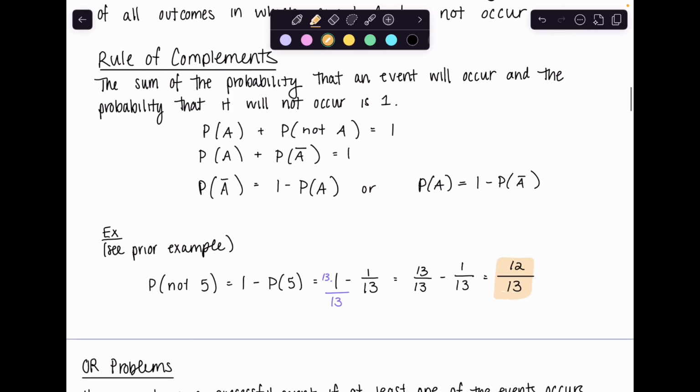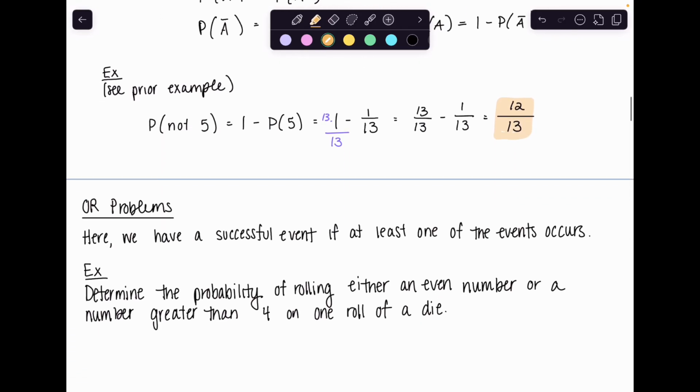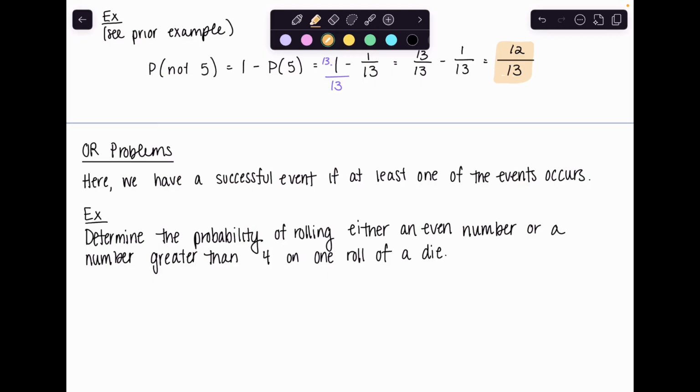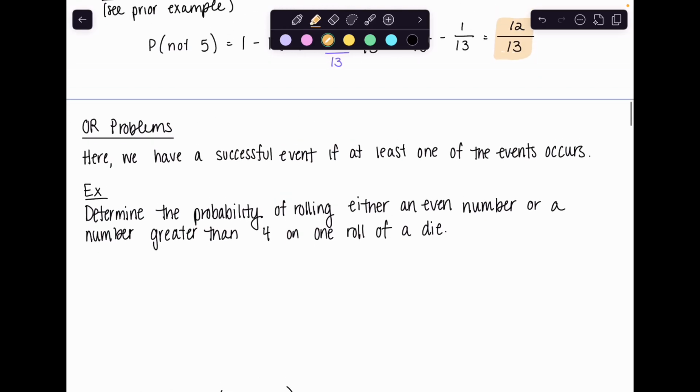So let's try a different type of problem instead. And this is going to dive more thoroughly into OR problems. So we saw a little bit of that in the last section, but what we want to do is kind of extend the idea and see, can we see a relation between OR and AND problems? Because again, sometimes finding OR could be pretty difficult. So I'm going to start with an example first, and then we'll see, can we make a note out of that? So we're going to determine the probability of rolling either an even number or a number greater than 4 on a roll of die.